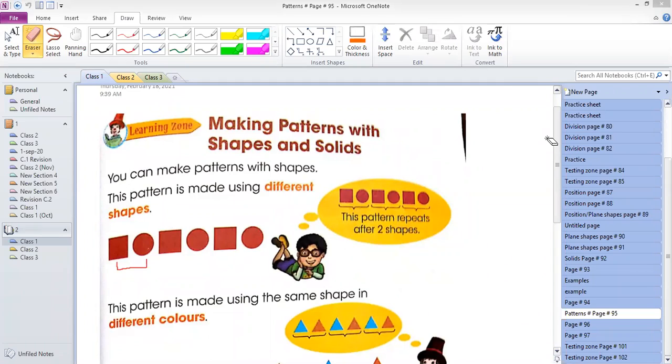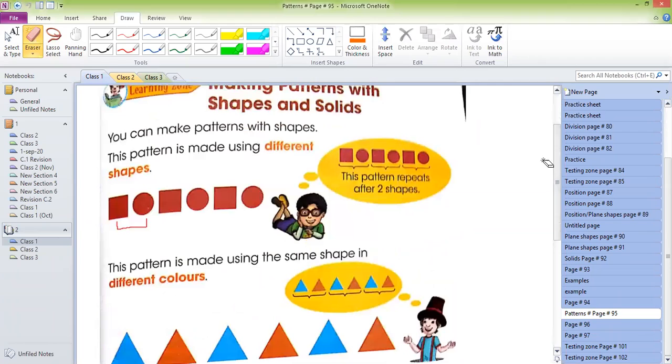What we are learning is how we can make patterns with shapes and solids in different ways. You know now that a pattern can be made by using different shapes like square, triangle, circle, and rectangle. You have done too much practice for that also. This is the example of the book.